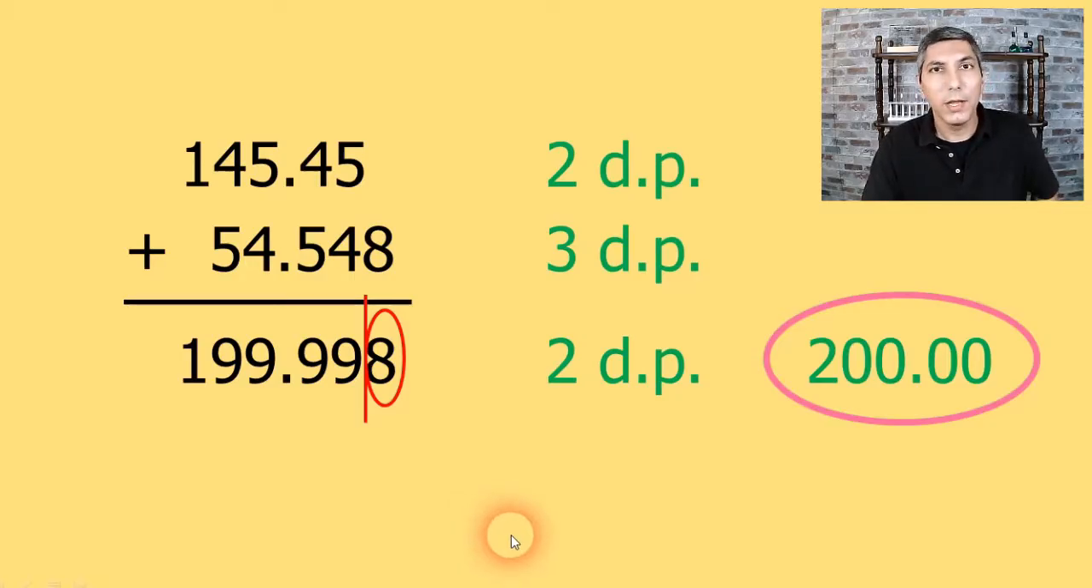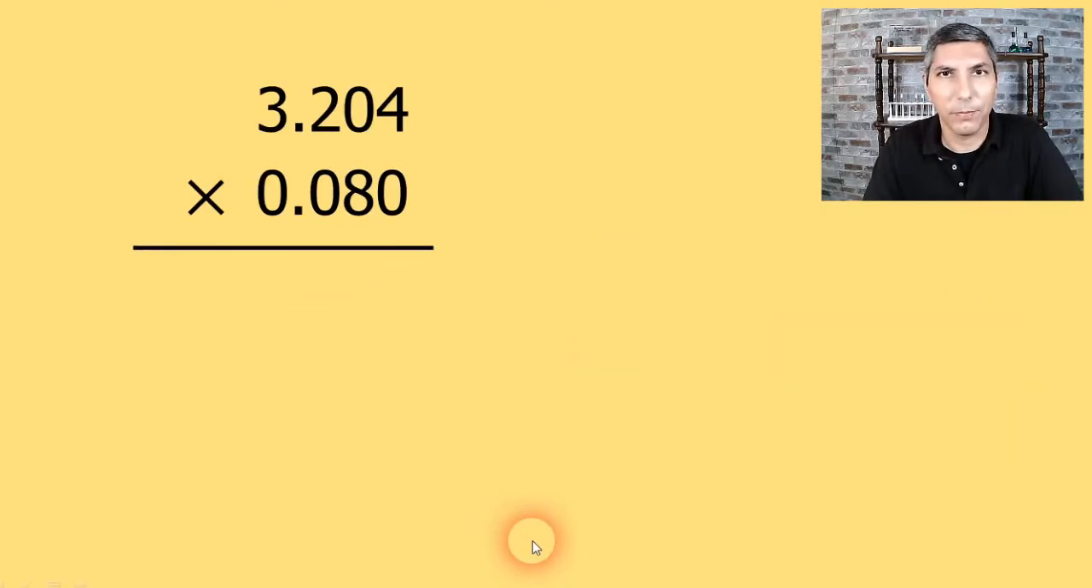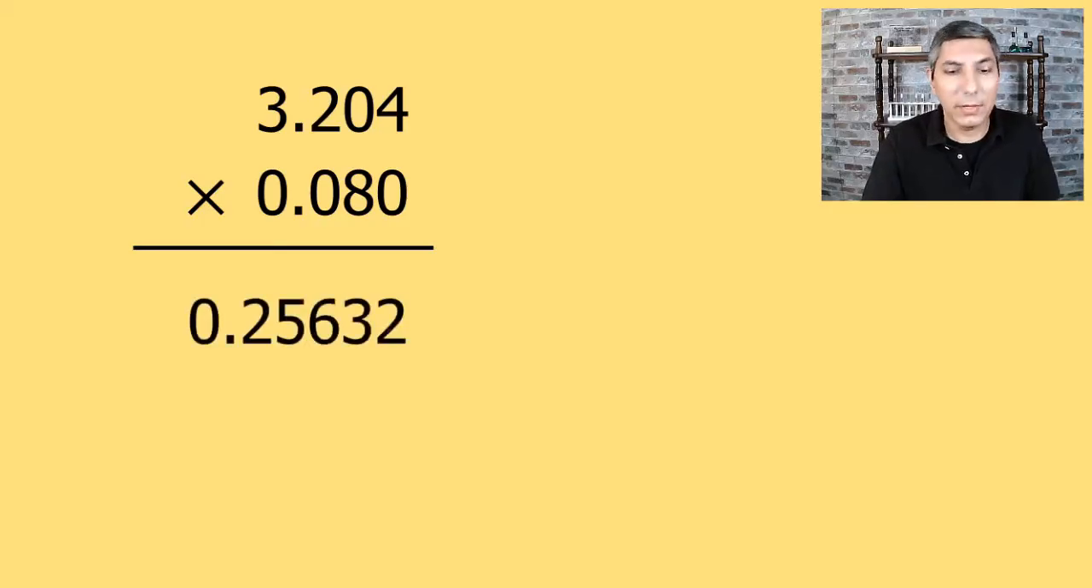So that's what we do if we have addition and subtraction. We're looking at the number of decimal places. Well, how about multiplication? The rules for multiplication and division are a little bit different. Let's take a look at this question here. 3.204 times 0.080. So when you key this into your calculator, the answer it gives you is 0.25632.